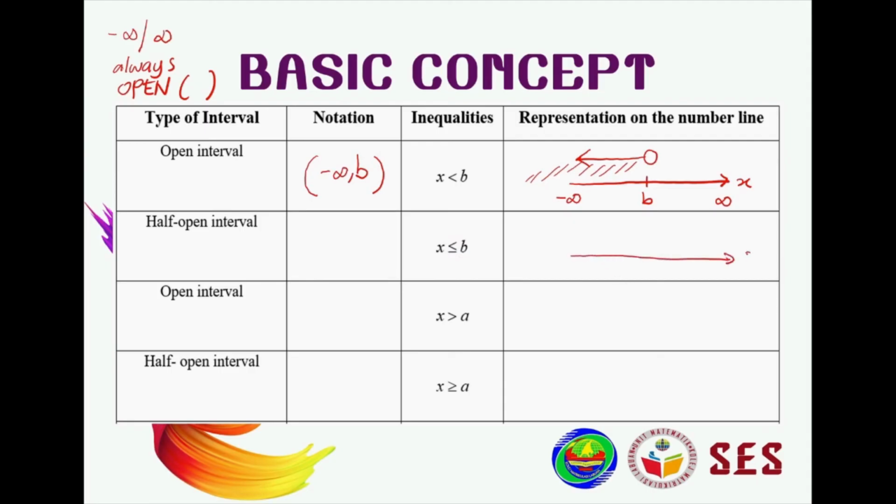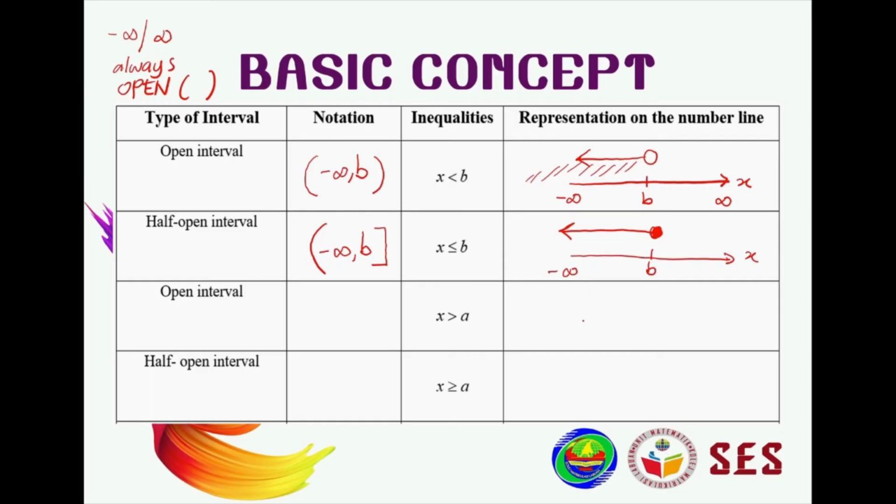Same goes for the number line at b, but because it has an equal sign, it is a black circle, going to the left because it is less than. Since it goes to negative infinity, the interval is from negative infinity to b. Remember, negative infinity or positive infinity is always an open bracket. But for b, because it has an equal sign, it is a closed bracket. That's a half-open interval.